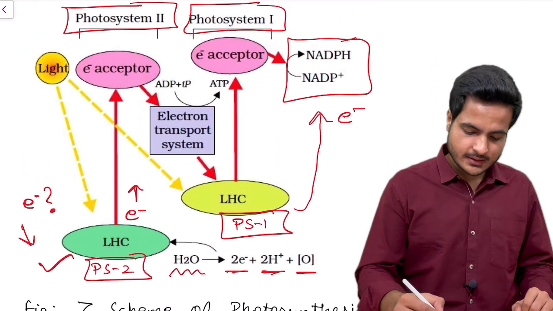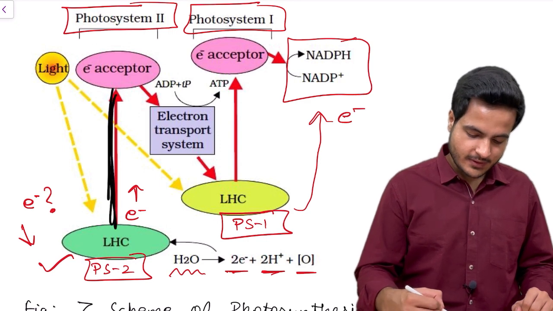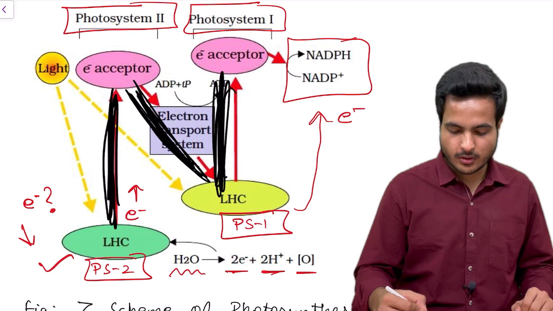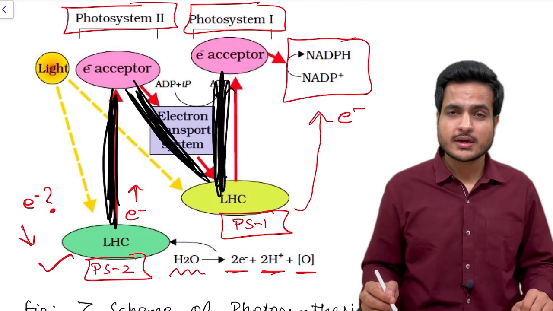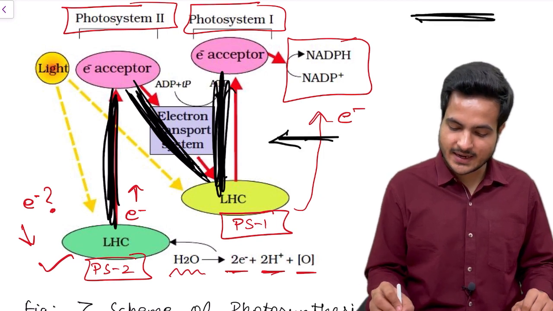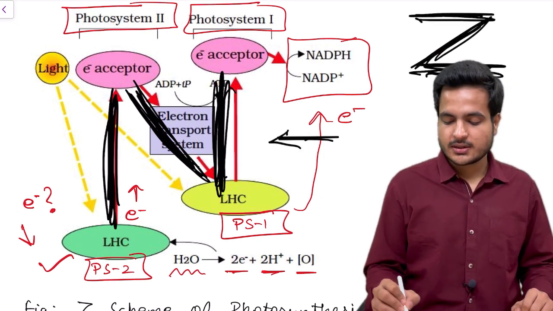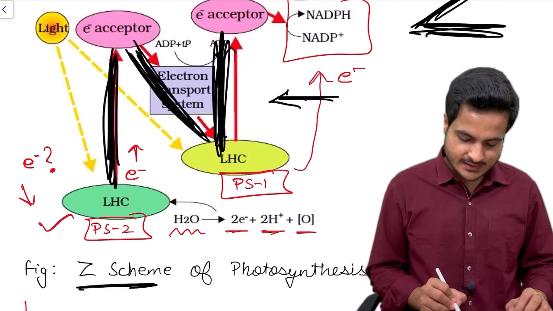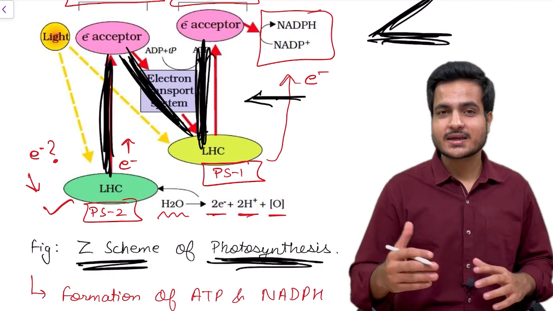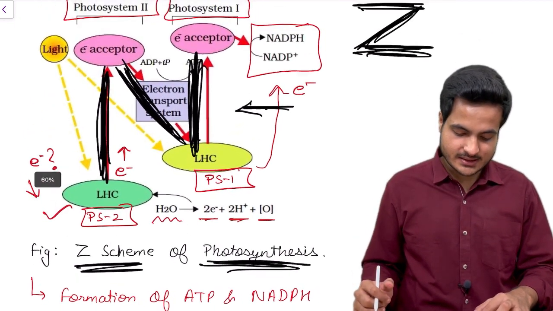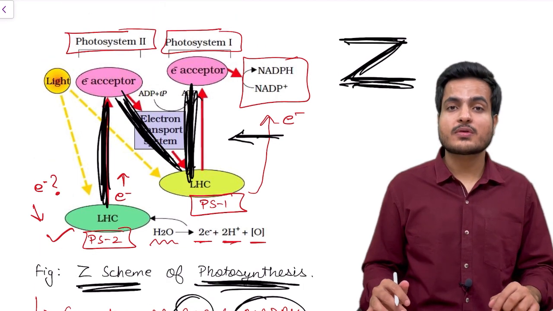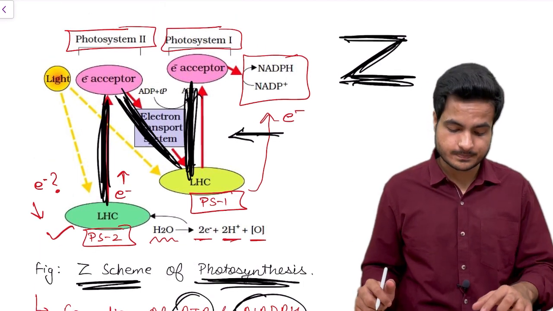Overall, if you see what is happening, we have this N type structure being formed just because of the movement of electrons. If we see it the other way, from this side we can see a Z being formed. Therefore it is called the Z scheme of photosynthesis, just because the pigments are arranged in this order. And this scheme leads to the formation of ATP and NADPH whenever electrons pass through the electron transport system.